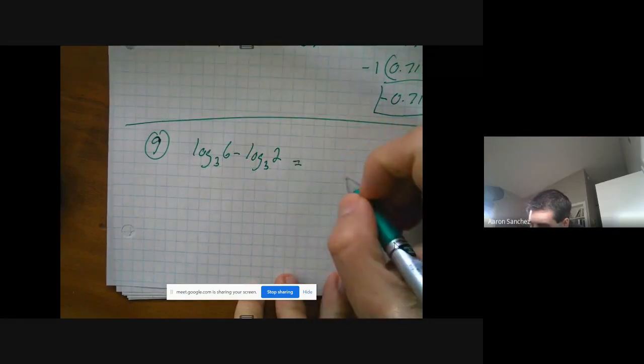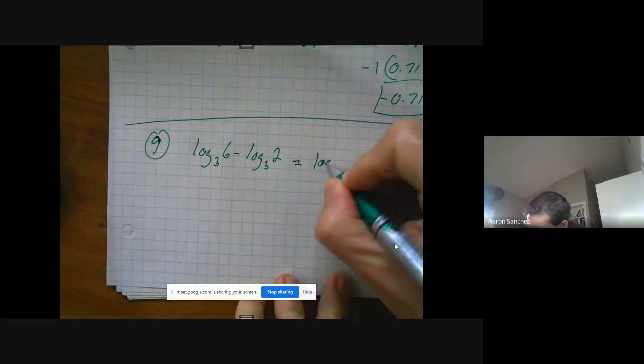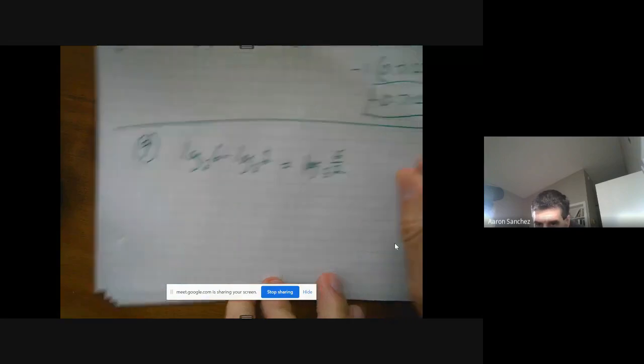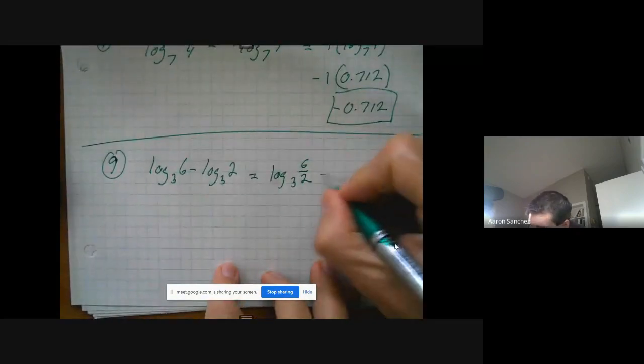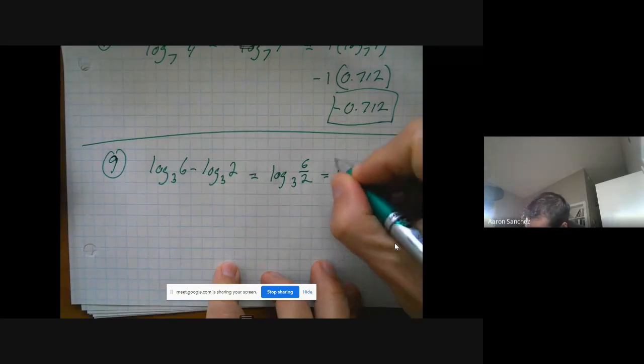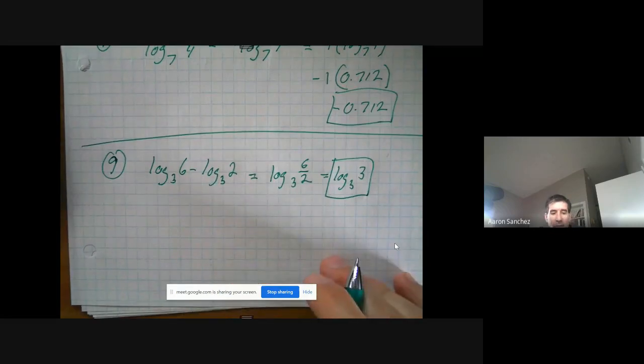So let's use the quotient rule. Because I have the same base, I can make this log base 3 of 6 divided by 2, the quotient rule. And then that means it's log base 3 of 6 divided by 2, which is 3. And so you just see if that matches up there. That's all you got to do.